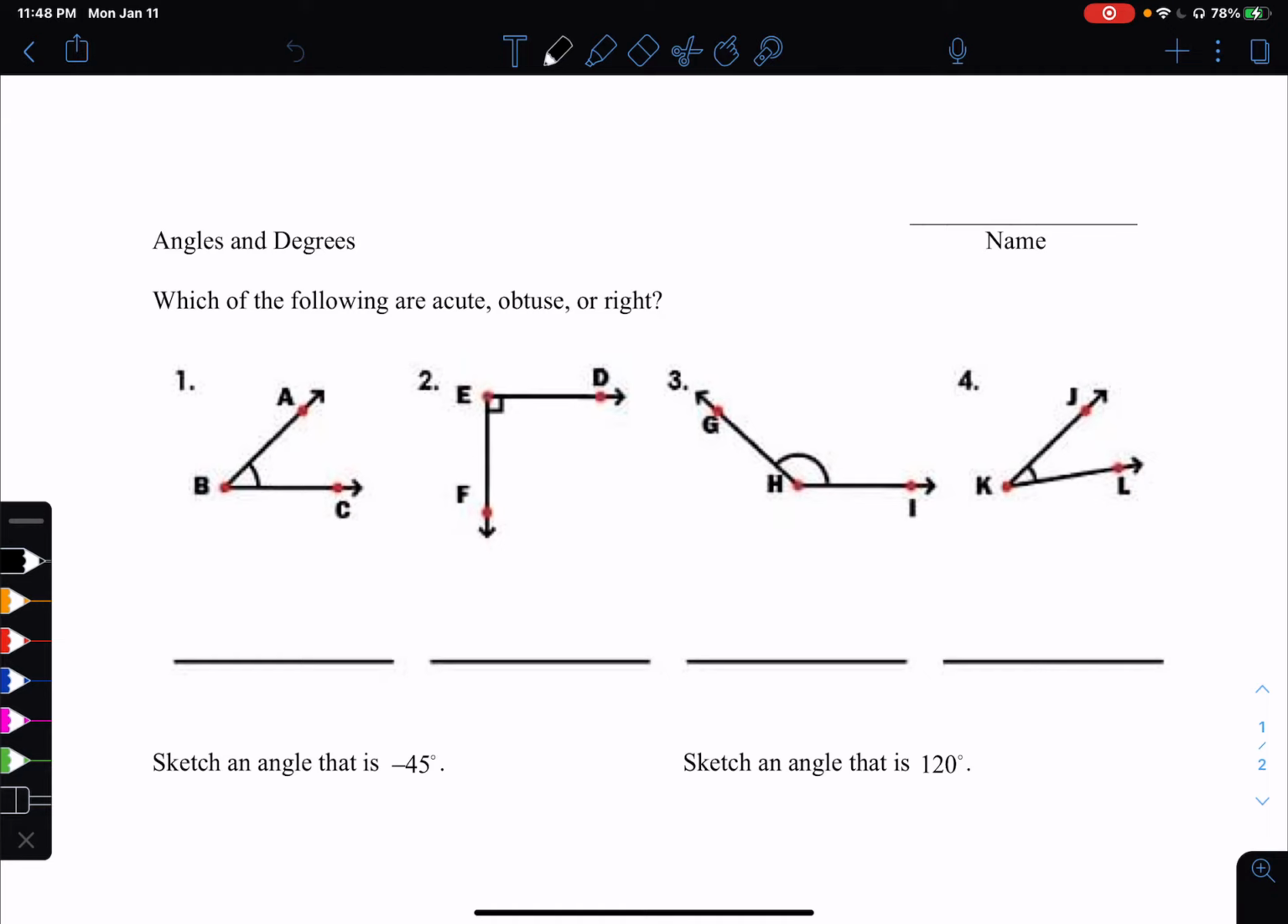Okay, the first one is, which of the following are acute, obtuse, or right? Well, you can right off the bat see that the right angle is that one there, because it's the squared off little indicator. It's not an arc like these are. So that's the only one of the four that is a right angle.